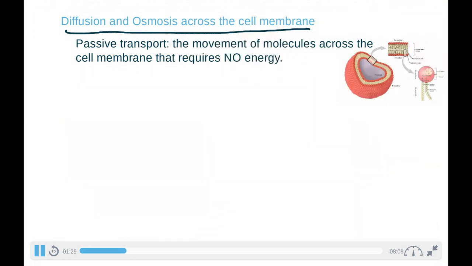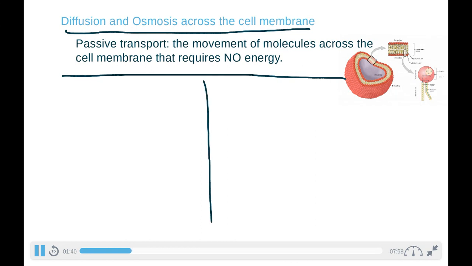Next on your notes, you're going to create a T-chart. You can fold your paper hot dog style if you want, so that the left side of your paper is going to have definitions, and the right side of your paper is going to have pictures. Our first word is going to be diffusion.